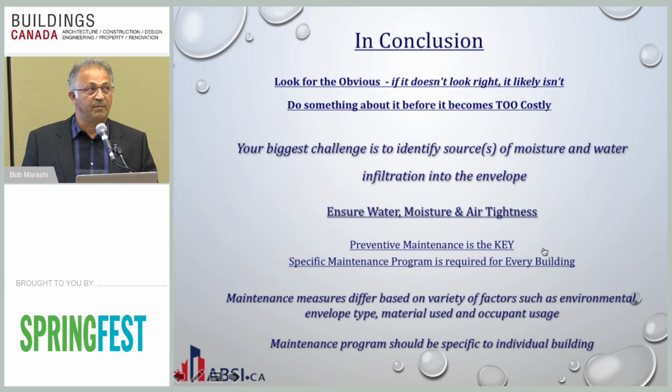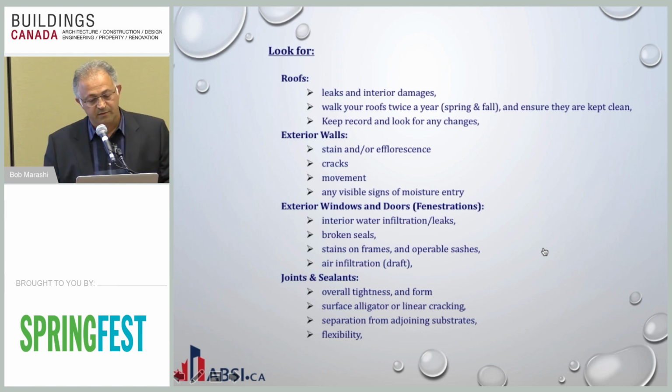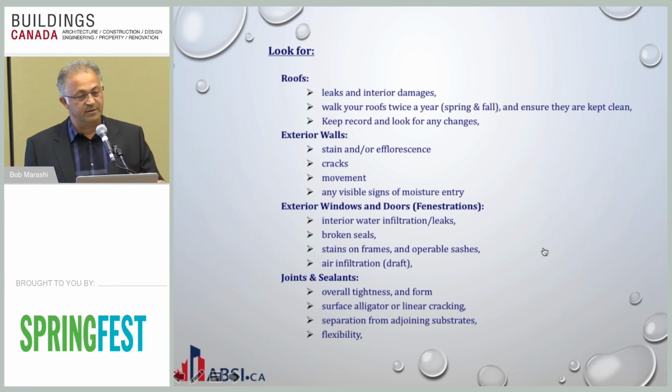I was told to stop 15 minutes before for questioning, and I think I'm on time. So just to recap, to look for roofs, there's a list of things to look for. I don't want to read through it. For roofs, for walls, for exterior windows, for joints. This is just a summary of what we talked about. Look for indicators and don't ignore them.